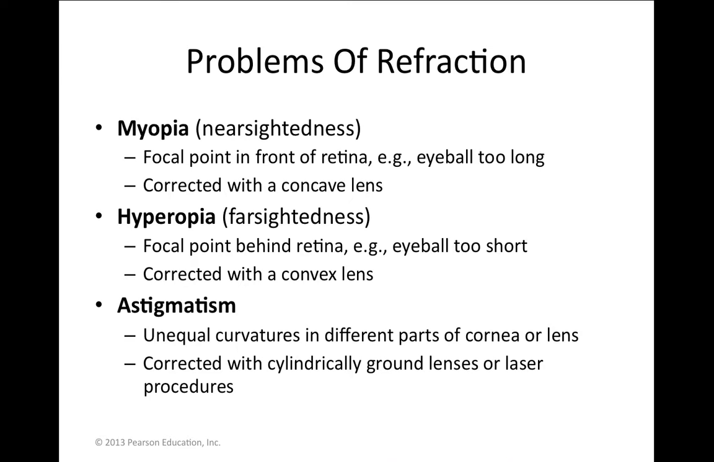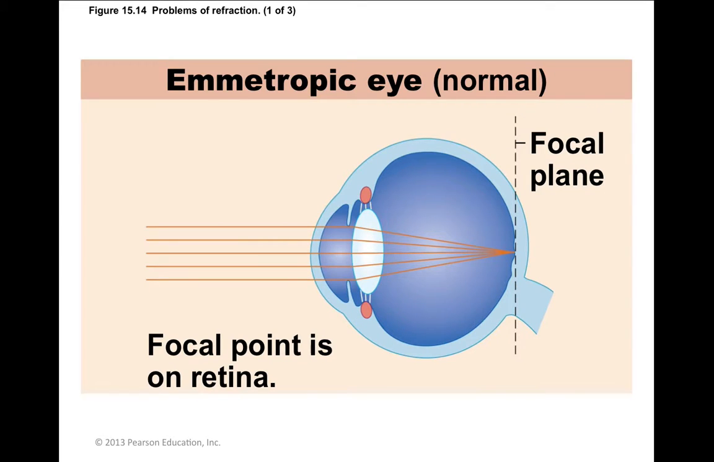And then you have astigmatism, which is unequal curvature in different parts of the cornea or the lens, and that's corrected with a cylindrically ground lens or laser procedures. There's other options here as well, but that is something that a lot of the ophthalmists use, as well as PTs. Chiropractors will also have different tools at their disposal to correct this.